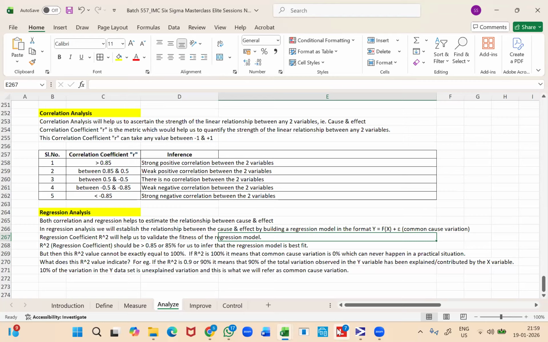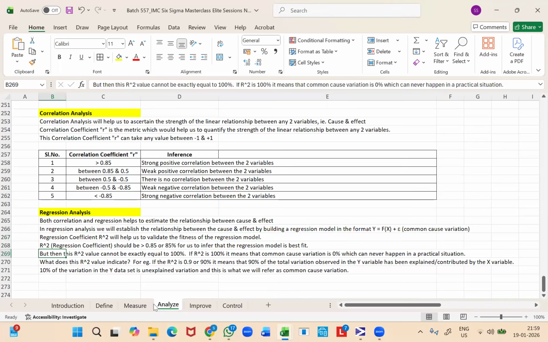So if you say that the regression coefficient value is 100%, it would mean that the common cause variation is 0%, and this cannot happen in a practical scenario, right? But the regression coefficient obviously should be greater than 0.85 or 85% for us to infer that the model is best fit, right?